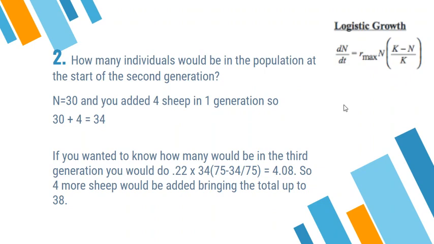All right, that's all I'm going to do. But this time I'm going to have 34 in here instead of 30. So I do 75 minus 34, take that number divided by 75, multiply it by 34, multiply it by 0.22. That would give me 4.08, so 4. So again, I would add 4 sheep in this generation, which would bring me up to 38 sheep. Okay, so that's how you use those equations.